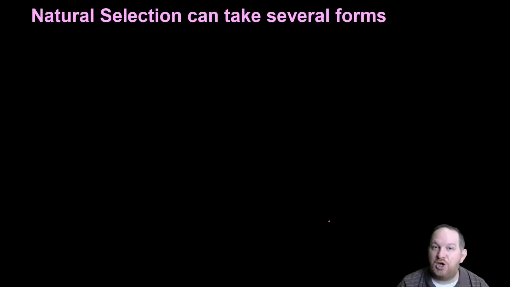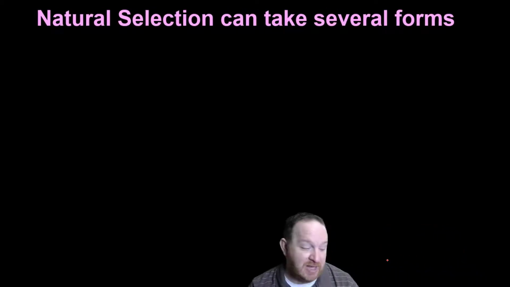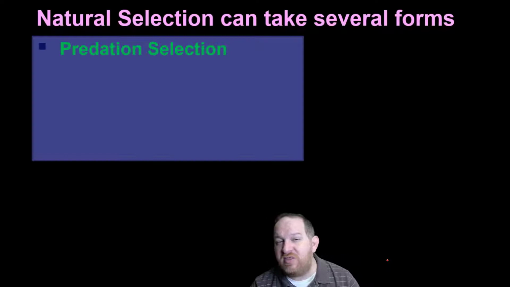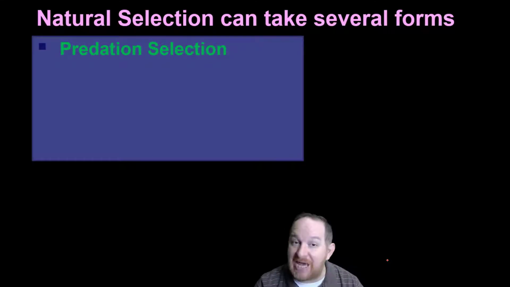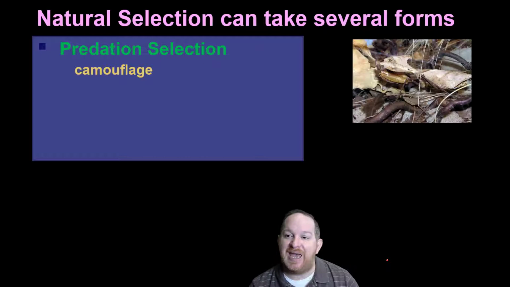So now I want to move on to nature selecting, or natural selection, and the forms it takes. One of the most obvious forms is predation selection. That, of course, means nature selects traits that help some organisms become better predators, or other organisms to escape from those predators. And a common example, of course, is camouflage.